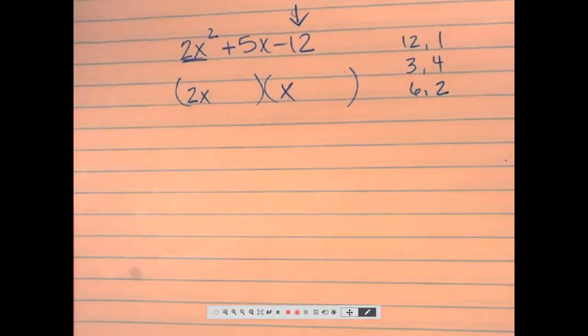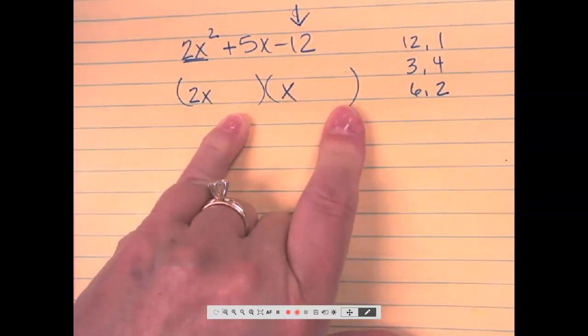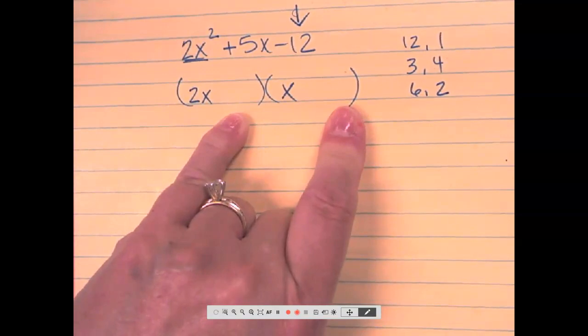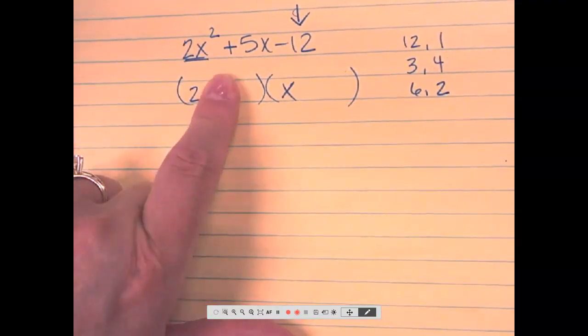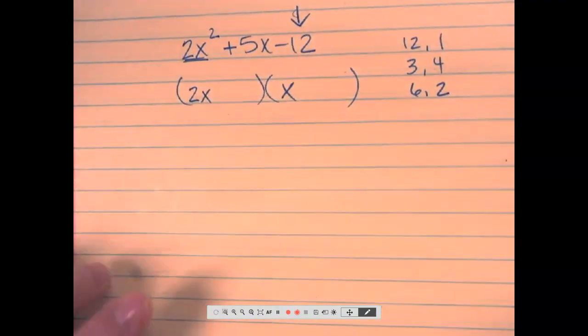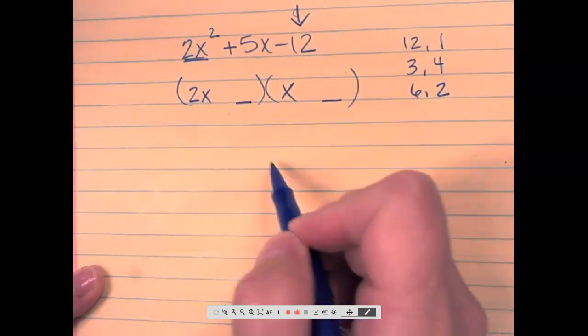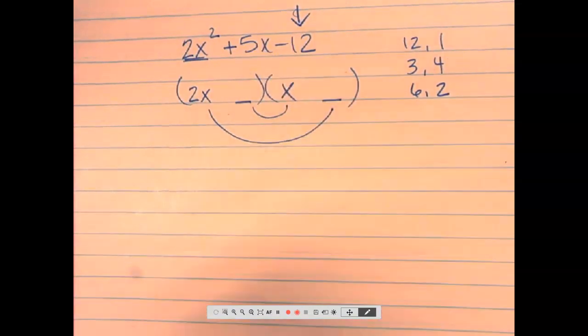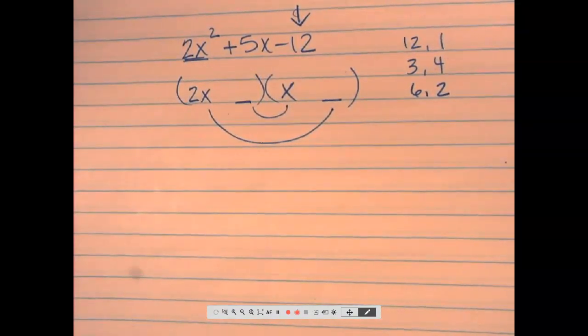Now, I have options. It could be 12 and 1. It could be 3 and 4. It could be 6 and 2. Sorry, y'all can't see that. I have to figure out the right combination so that when I FOIL this out, that outer and inner product will give me positive 5. Whatever number I put here and here, this product combined with that product has to give me positive 5. Anybody see what it needs to be?